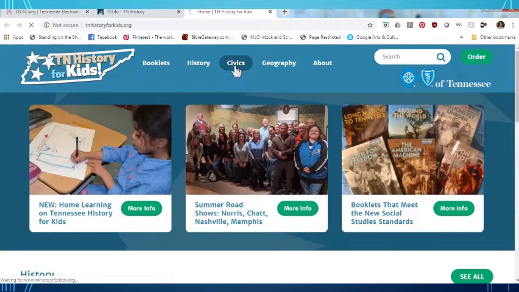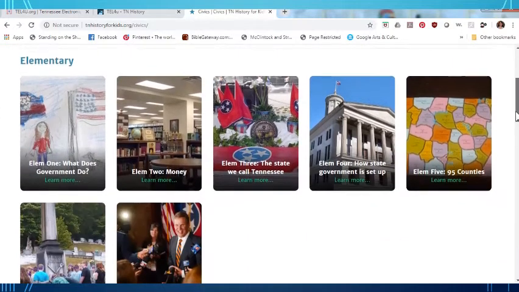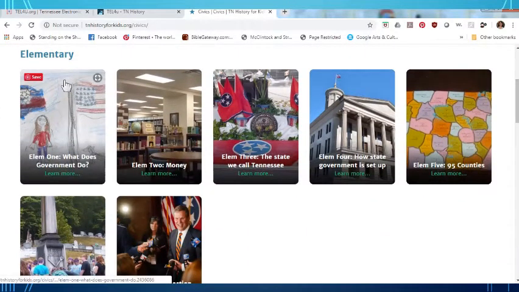Now, the government section, or civics, has 3 different parts. The first is for elementary kids, which would be us. And if you have any middle or high school kids in the house, this might be good for them to learn some Tennessee history. So the first one is the elementary section, and you can start through with different lessons about these parts of Tennessee government.